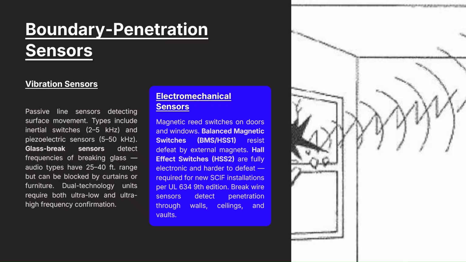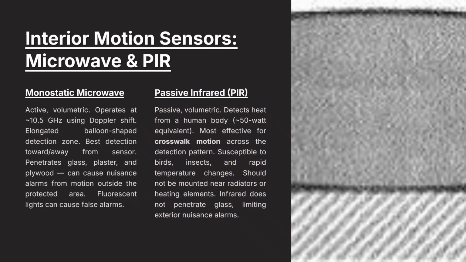These systems provide early warning of intrusion attempts and are often integrated with alarms and monitoring systems for rapid response. Interior motion detection commonly uses microwave and passive infrared technologies. Microwave sensors emit signals and detect motion through frequency changes, covering larger areas and penetrating some materials, but they may be prone to false alarms.